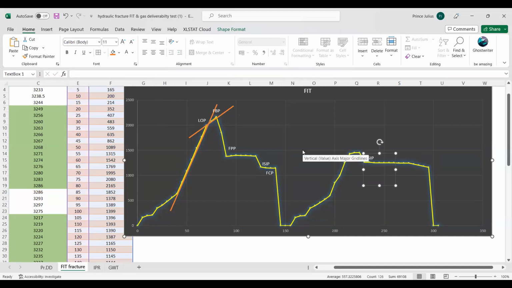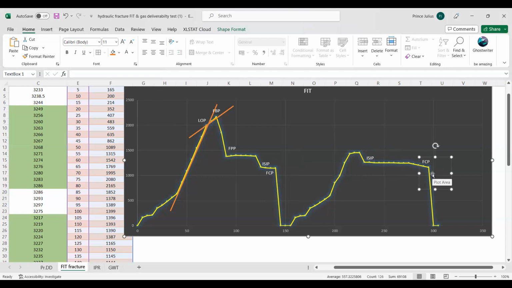Why? Because that fracture has already been experienced earlier. So if you start doing it once again, it will directly create a fracture very smoothly, so it will not take much time. So from ISIP to FCP, see the difference for the second test. You can see the difference over here. So ISIP to FCP: here the time period is less, but here the time period is more, meaning the fracture maintenance is very high.